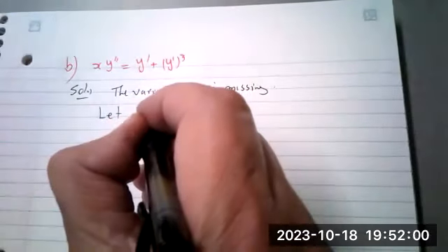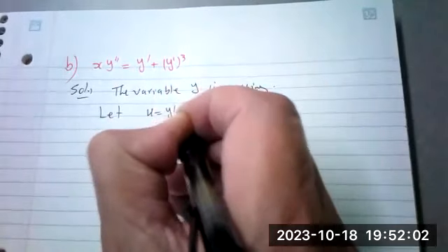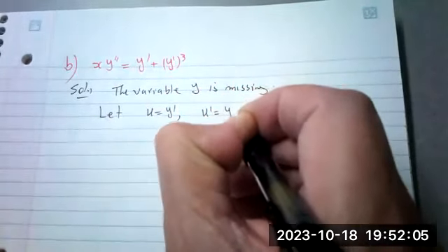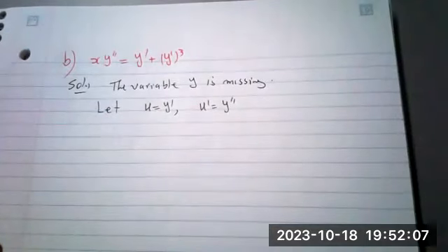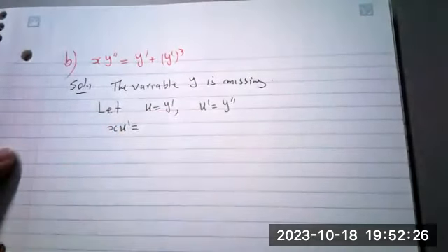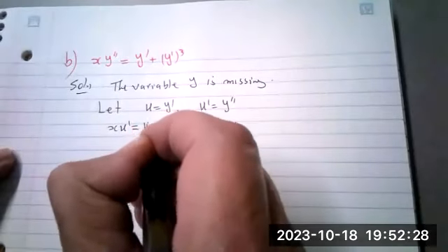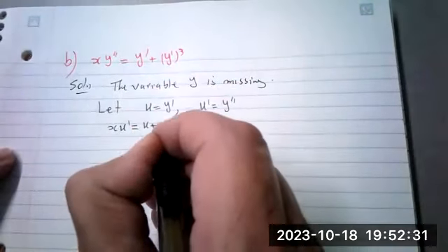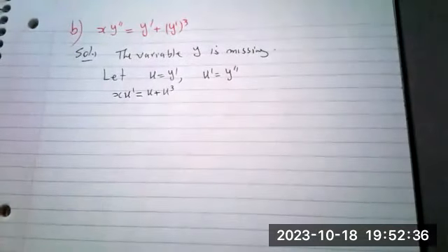u would be y prime. u prime would be y double prime. Because you already got the x there, we don't have to change it to the new format. Go back, substitute. What's going to be the result? x y double prime becomes x u prime, equal to y prime u. y prime cubed is going to be u cubed. Okay, and that is going to be the case.